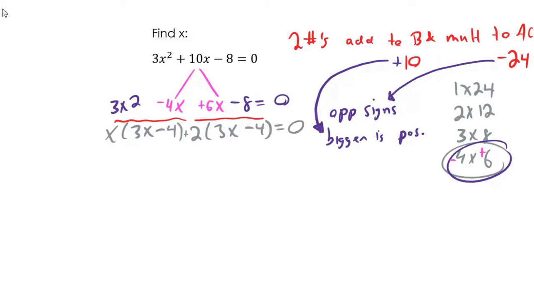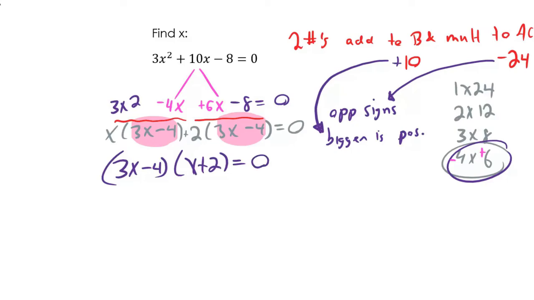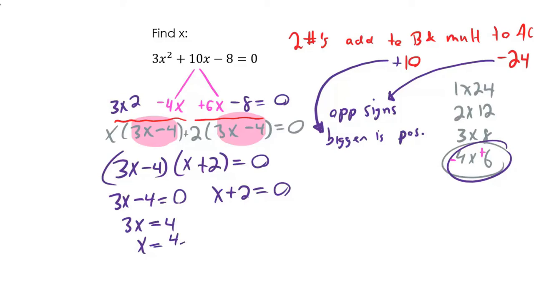And our checkpoint is to say that these two have to match, which they do. So we'll factor out the 3x minus 4. That leaves us with x plus 2. And now we can use our zero product rule, where we set each piece independently equal to 0. And we'll just go ahead and solve each one. So we added 4 and divided by 3, and on the other we subtracted 2. And so we have our two answers, 4/3 and negative 2.